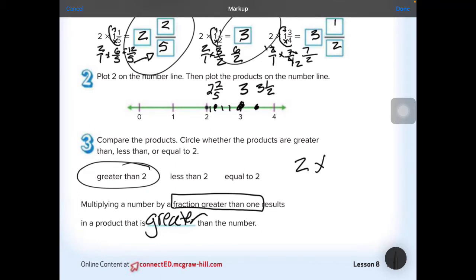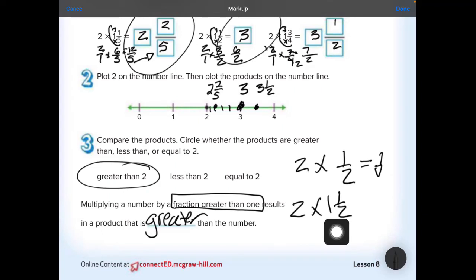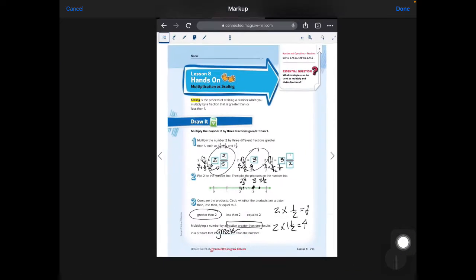So if we took 2 times a half, which is less than 1, the answer is going to be less than 2. But if we took 2 times 1 1/2, this is greater than 1. So the answer is going to be greater than 2. It's called scaling. It's kind of like estimating.